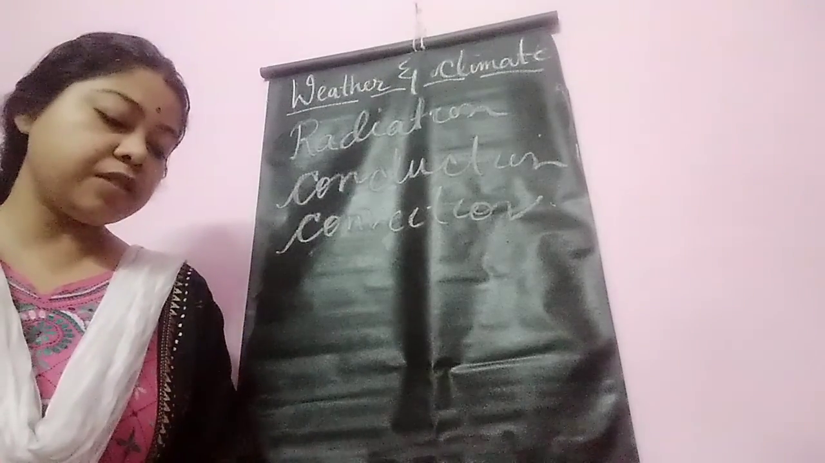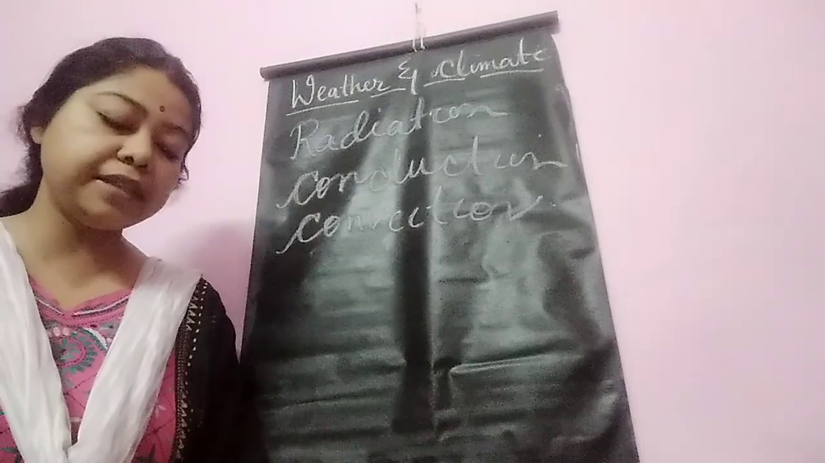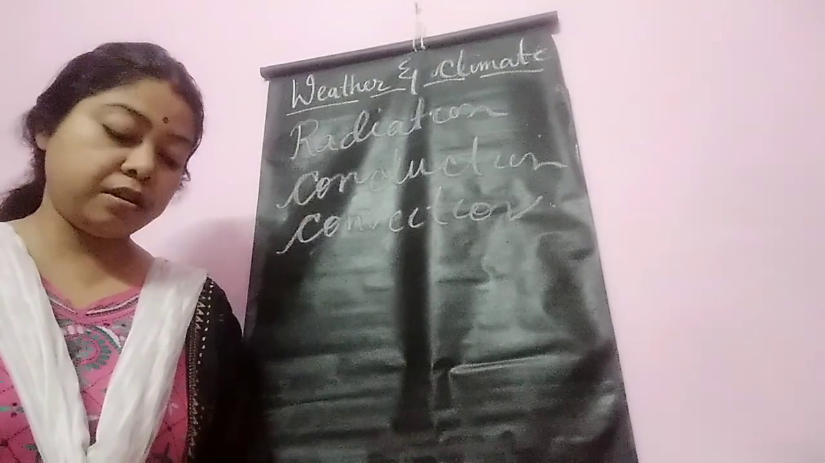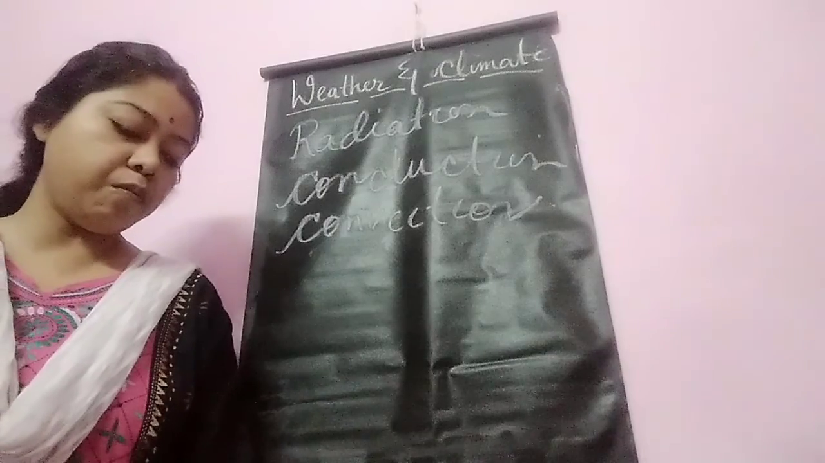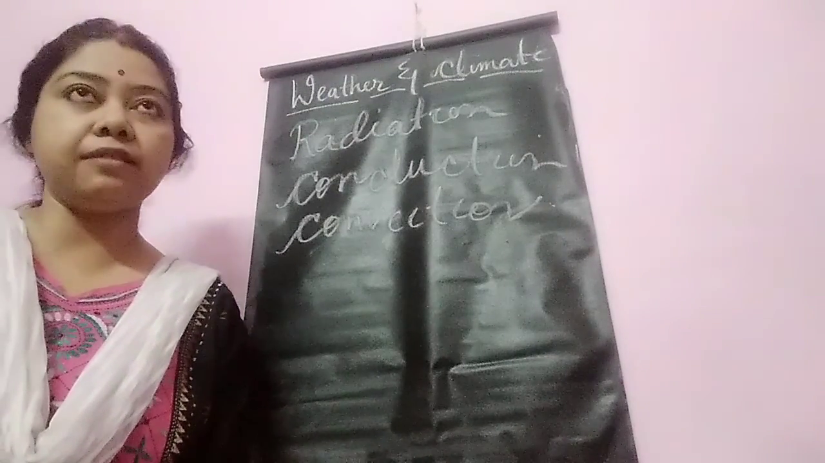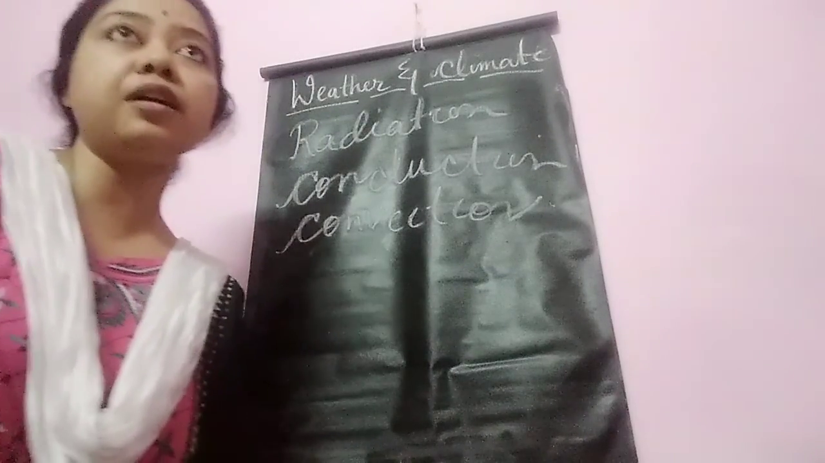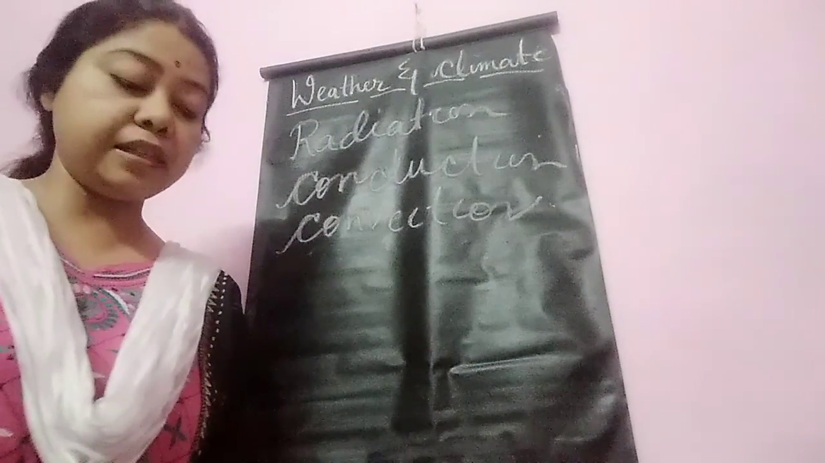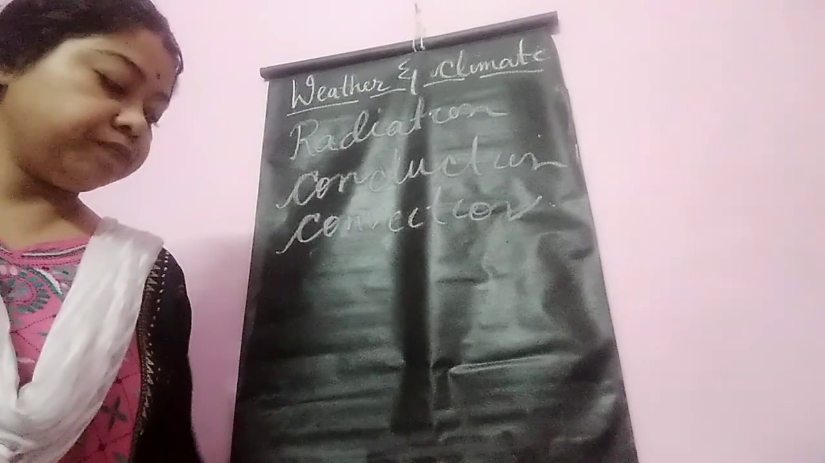Now, what is conduction? Conduction is a process by which heat is transferred by contact. And convection. Convection is a process by which heat is conveyed from one part to another part by the movement of the heated substances. These are the three processes by which the Earth's surface gets heated. Okay? Now go to the next page.